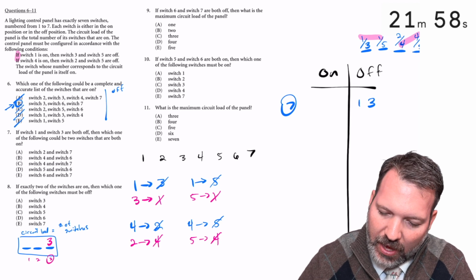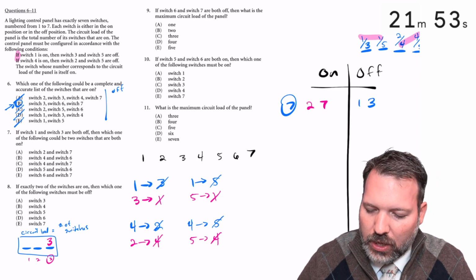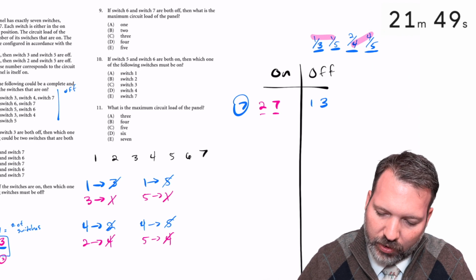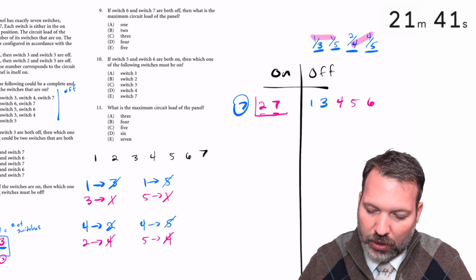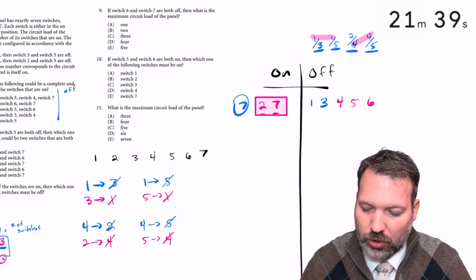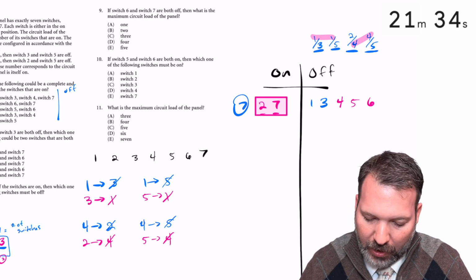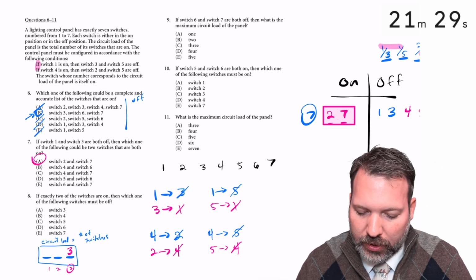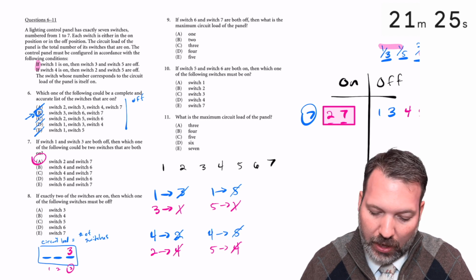So like 7A, could 2 and 7 be on? Well, one way to make that work would be to just put everything else off. 1, 2, 3, 4, 5, 6. Because then I've got switch 2 on and my circuit load is 2, so that's good. And it doesn't say anything about switch 7 having to be on or off for any particular reason. So again, it's so uncomfortable to pick A on questions like this, but I really do think that must be right. So I'm going to stick with A and move on.